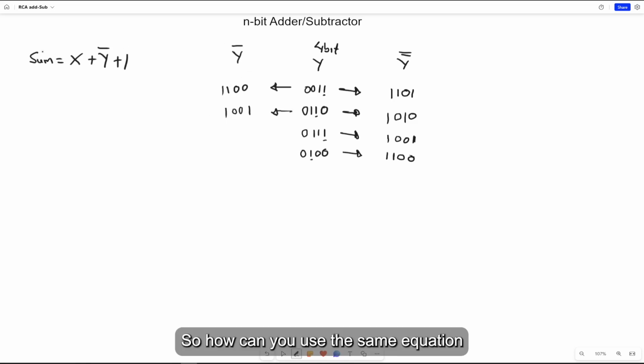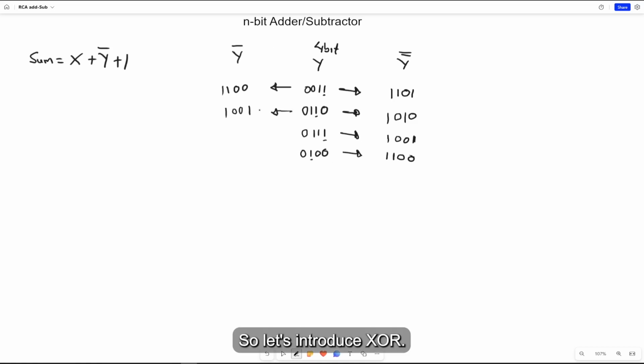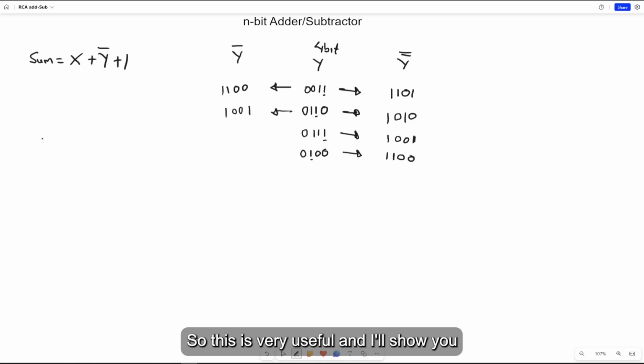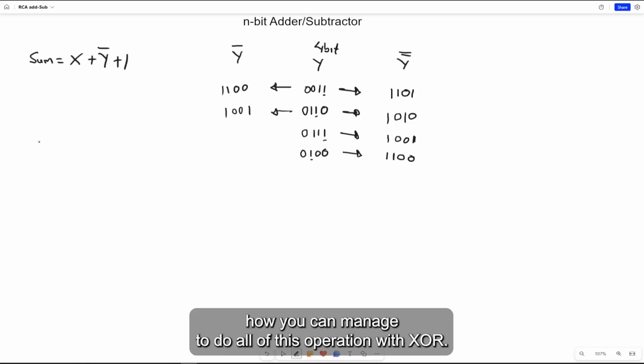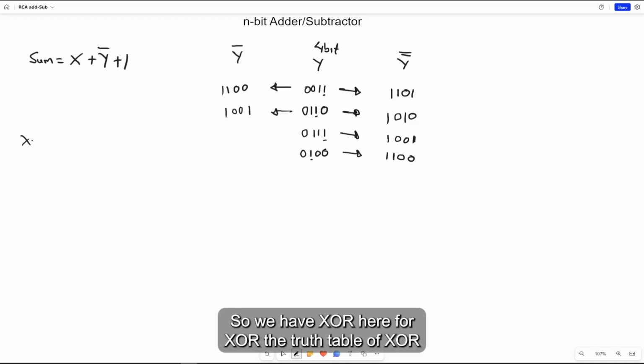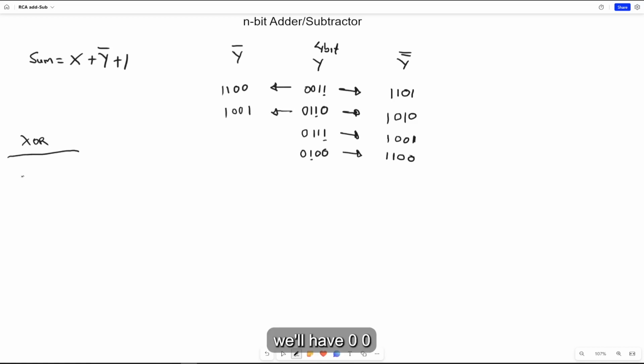So how can you use the same equation to do both of these operations here? Let's introduce XOR. This is very useful, and I'll show you how you can manage to do all of these operations with XOR. So here is the truth table of XOR. For example, 0 0 gives 0, 0 1 gives 1, 1 0 gives 1, and 1 1 gives 0.